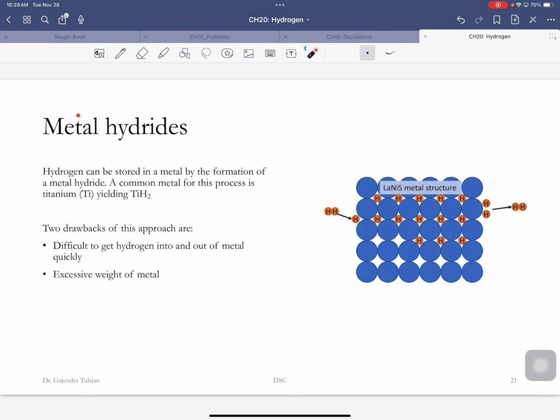All right, here's another way to store hydrogen, in the gaps between metals. These are metal hydrides. Again, there are two problems: you have to come up with a technology where you can get the hydrogen in and out fast, and if you could use a light metal, that would be good.